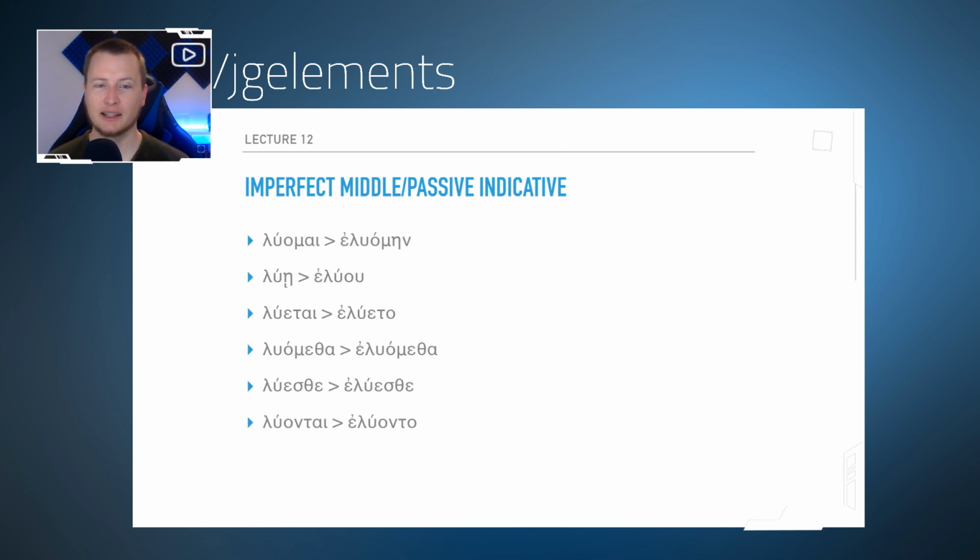Leometha becomes eliometha. That one looks pretty similar. The only difference is it's got the augment. Okay? Lieste becomes elieste. Same thing, the only difference is the augment. Leonte becomes elionto. Okay? So look for the augment, look for the secondary endings.